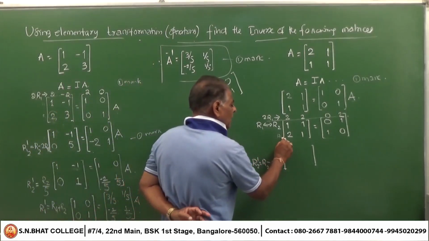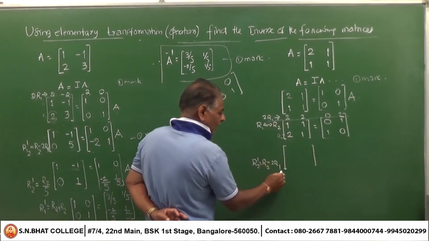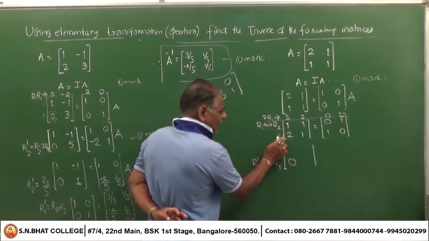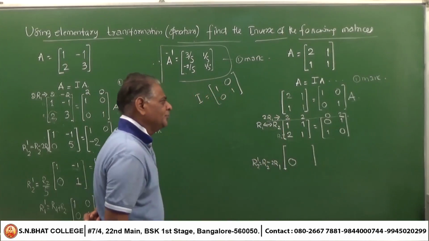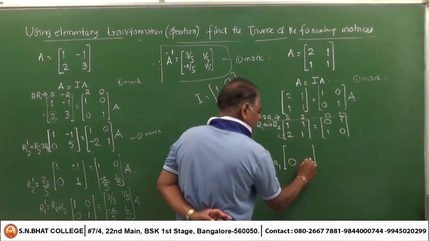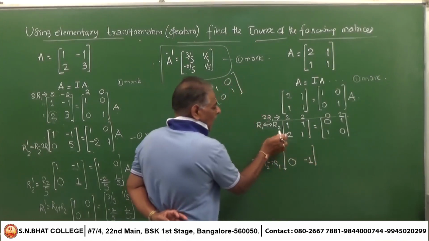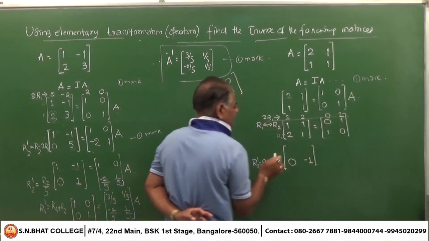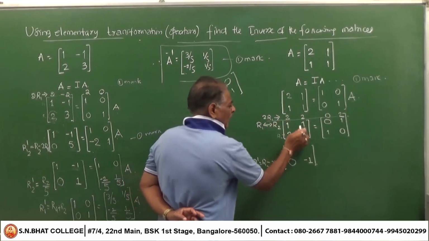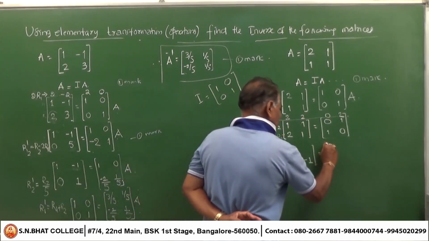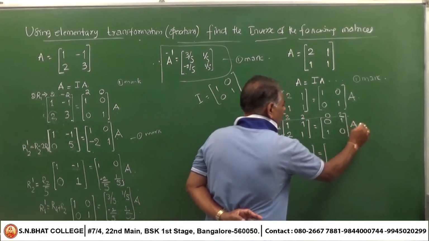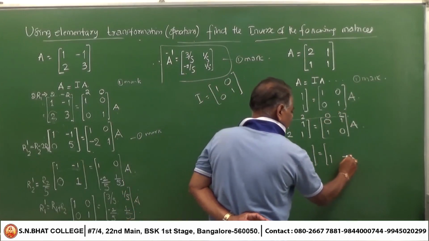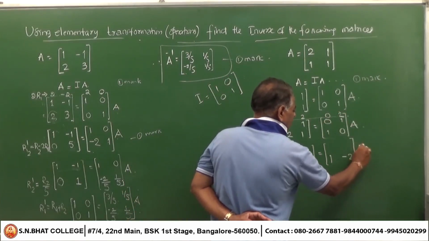This is R2, this is 2R1. R2 dash is R2 minus 2R1: this minus this. 2 minus 2 is 0. Next, 1 minus 2 is minus 1. On the right hand side, 1 minus 0 is 1, 0 minus 2 is minus 2.